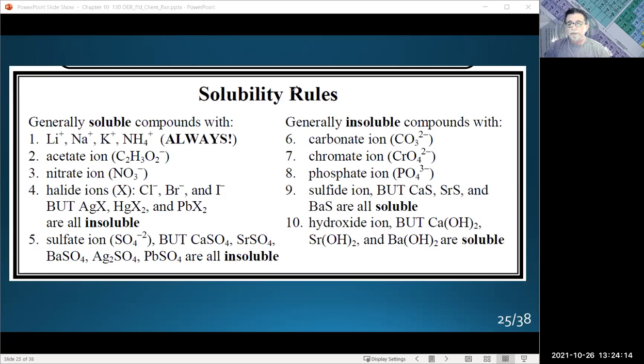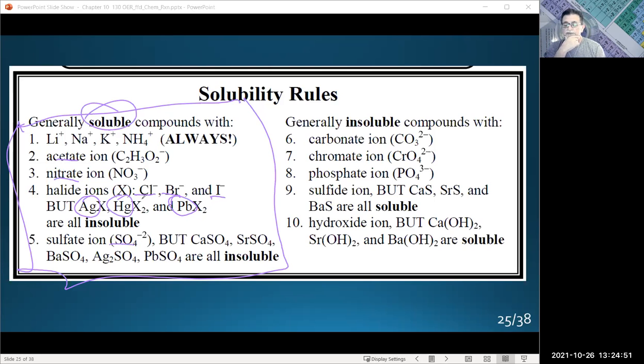On this side, we have the soluble components. Number one, any cation with those big 4, always soluble. Any acetate ion, any nitrate ion, regardless of who the metal is, always soluble. And the same is true for chlorides, bromides, and iodides, always soluble, except if they are bonded with silver, mercury, and lead. Only those 3 halide compounds are insoluble.